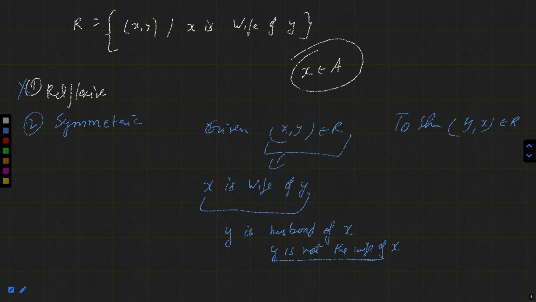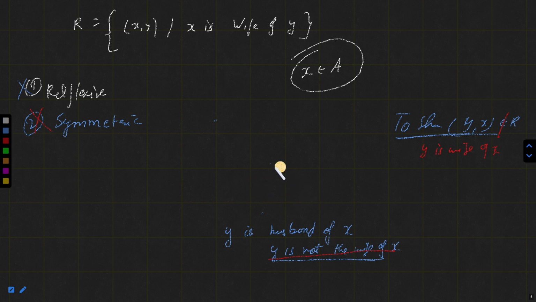And what we need to show is that (y, x) belongs to R. This means y is the wife of x. We already showed that y is not the wife of x, so this is not going to happen. So it is also not symmetric. I hope this is a very straightforward reason. Now let's check for transitivity. For transitivity it is quite easy.